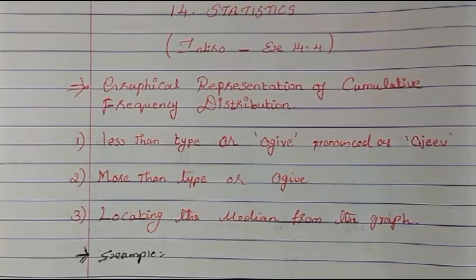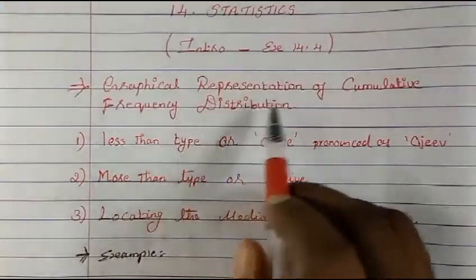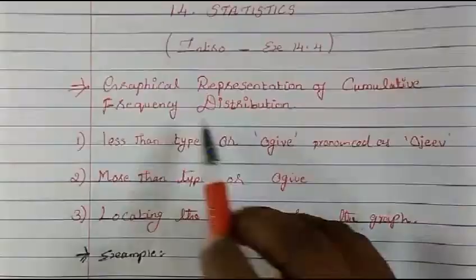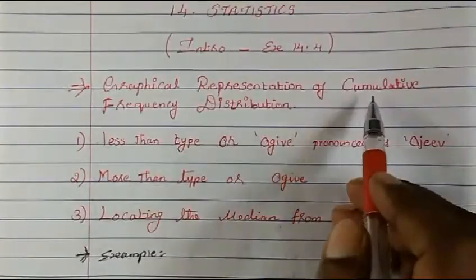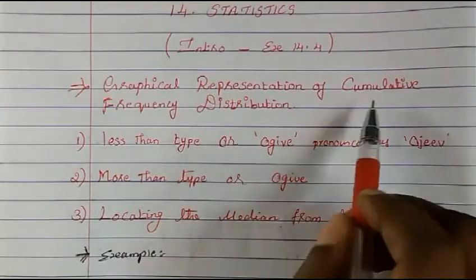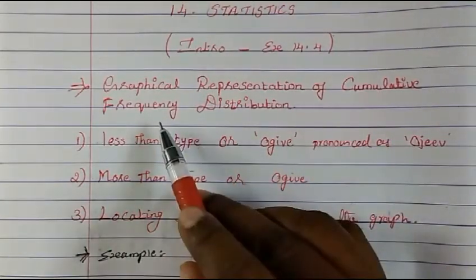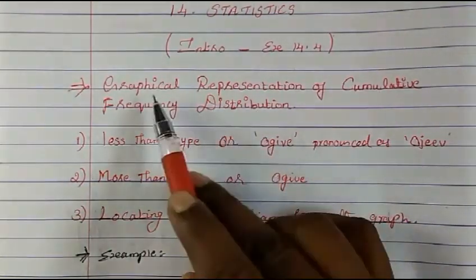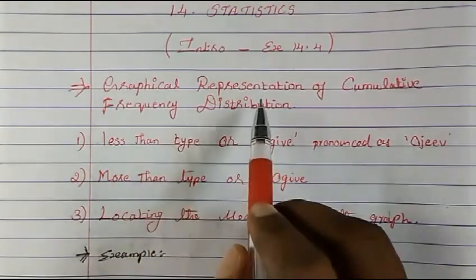We are going to study chapter 14, statistics, introduction for exercise 14.4. So here we are going to study the graphical representation of cumulative frequency distribution. You know what cumulative frequency is. From the frequency, we prepare the cumulative frequency. So we are going to do graphical representation.